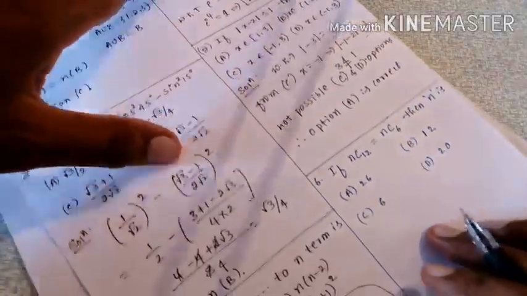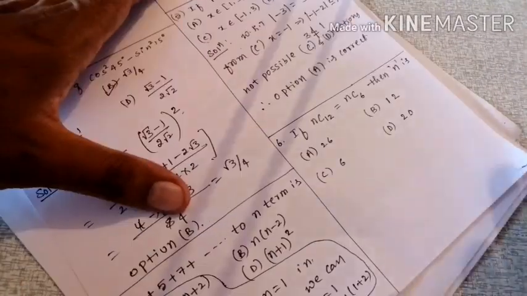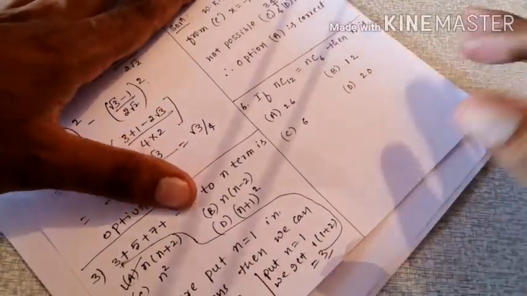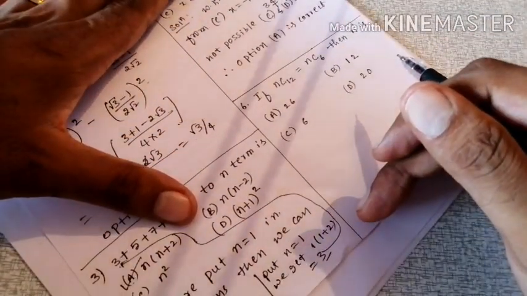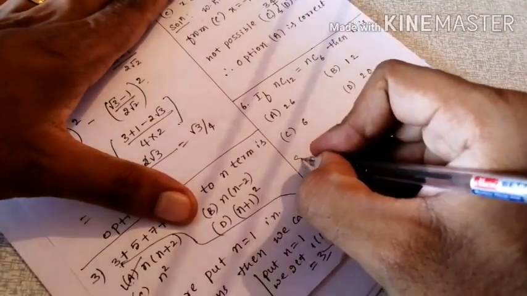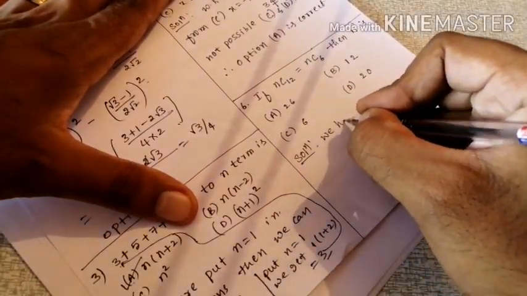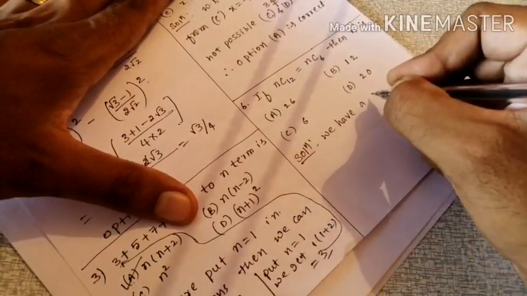Let's go for the next question. This is one of the easiest questions in permutations and combinations. Keep it in mind, my dear students, we have a formula. Solution. We have a formula in first year.